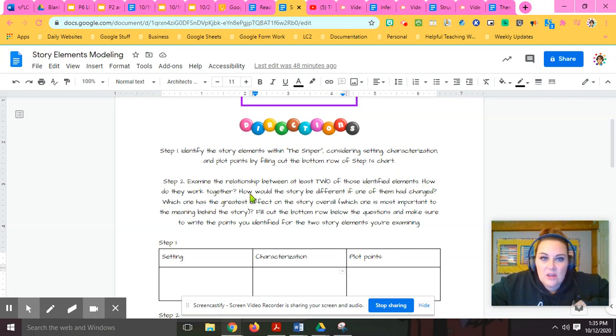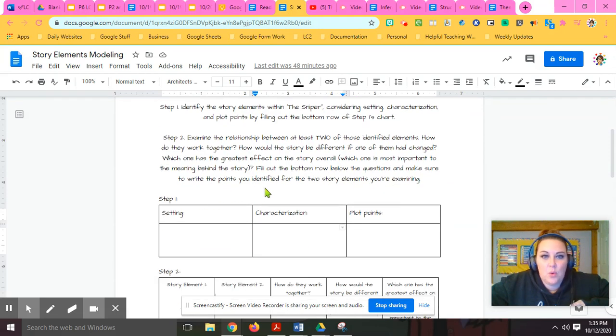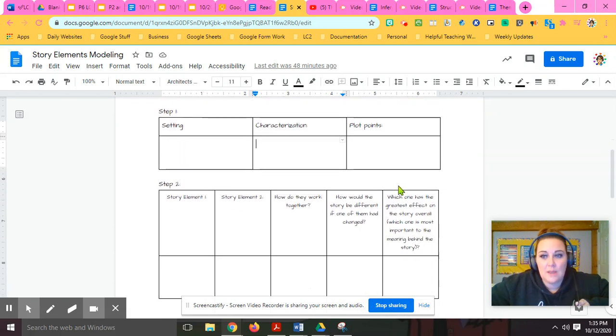How do they work together? How would the story be different if one of them had changed? Which one has the greatest effect on the story overall? And fill out the bottom row below the questions and make sure that you write the points you identified for the 2 story elements.